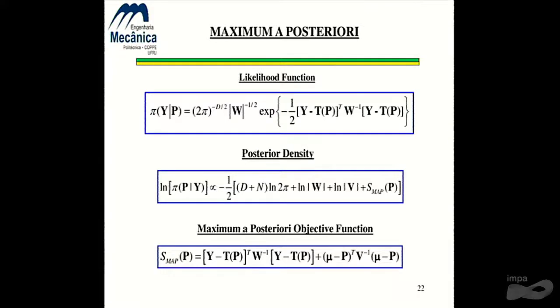That's why I'm saying that you have to put a lot of thought into prescribing the prior before you start the solution of the problem. Because if you cannot trust the information that you have, this should be reflected in the covariance matrix here. Okay.